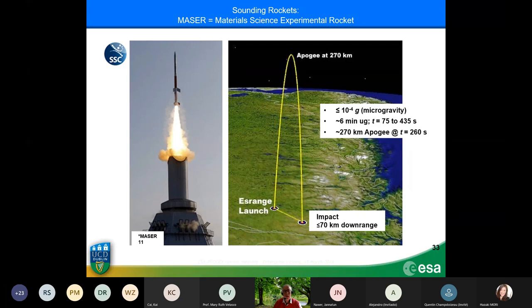So we then wanted to do this on a sounding rocket, which again is Maser, a particular brand, for want of a better word, of sounding rocket. It's the material science experimental rocket run from Swedish Space Corporation in northern Sweden from the S-range launch pad. So the rocket is fired up. It goes to essentially a parabolic trajectory. When it comes out of the Earth's atmosphere, it detaches from the boosters. So at that stage, the rocket is decelerating and in free fall. And we get about 6 minutes of microgravity time on board. And the experimental module lands about 70 kilometers away by a parachute and has to be retrieved.